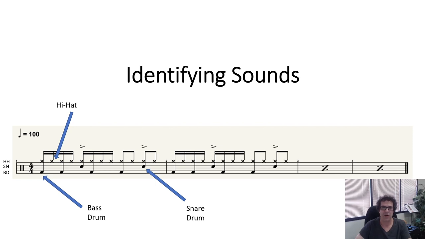Identifying sounds. So as I mentioned in the beginning of the video, we're going to be focusing mainly on the hi-hat, the snare, and the bass drum, because these are the instruments that are mainly used in beats. And when you're looking at drum notation, as you're looking at my example here, it's very simple. A lot of times on the left, you'll see something like this.